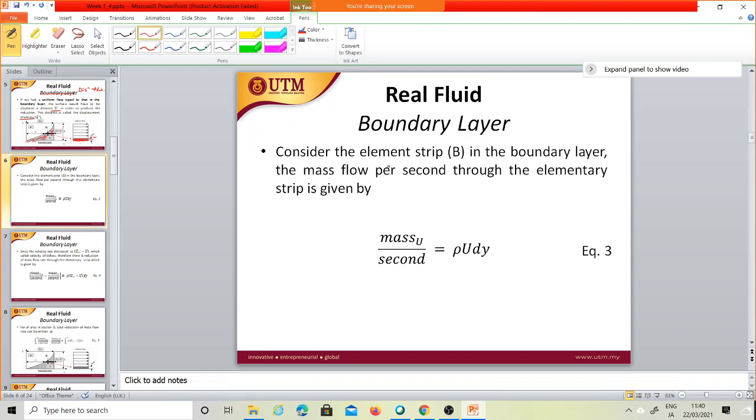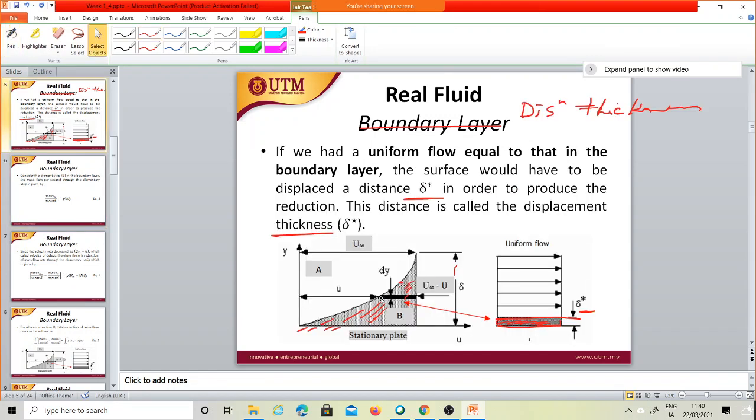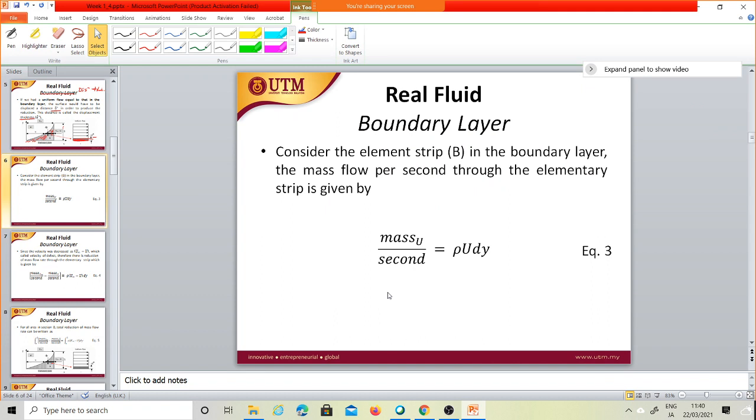Again, I'm trying to explain. Let's consider a strip B in the boundary layer. The thickness of this strip layer is dy. So how much is the loss for that strip? Loss means we consider the mass flow rate, mass by time, a change of mass per unit time. You know that m dot should be rho A V. In this case you have rho and u, the velocity, and the area in this case should be dy multiplied by 1.